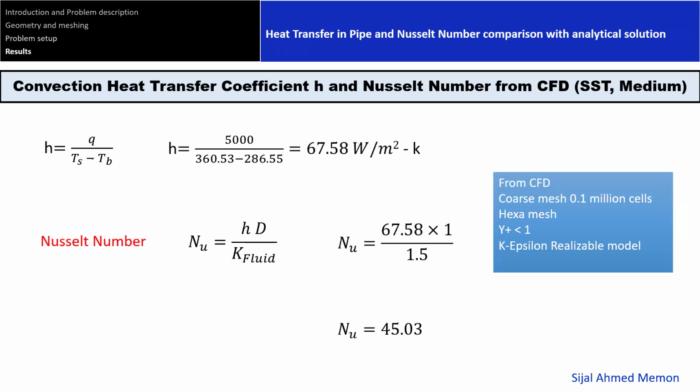For the Nusselt number, this will be hD upon k fluid. So this is equal to 67.58 into 1 divided by 1.5. This is the case where we are running the coarse mesh with 0.1 million cells. It's a hexa mesh with y plus less than 1, and we are using the k-epsilon realizable model. You can use the SST model as well. So we get the Nusselt number equal to 45.03.